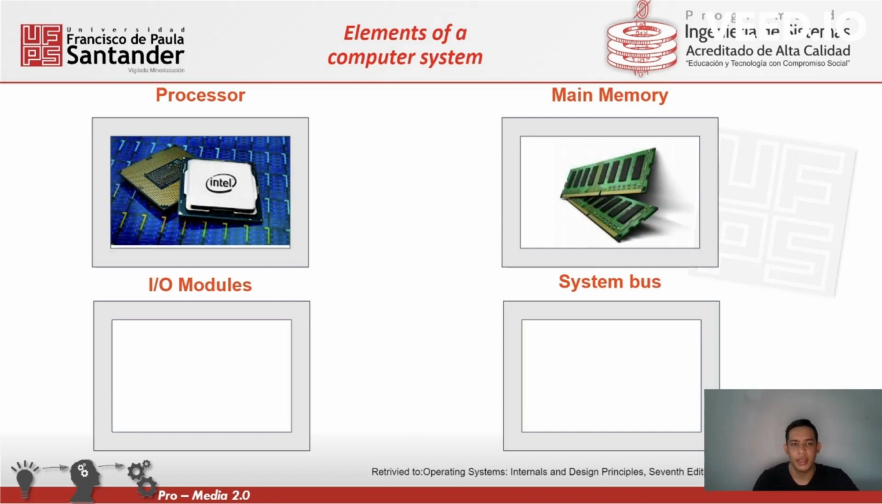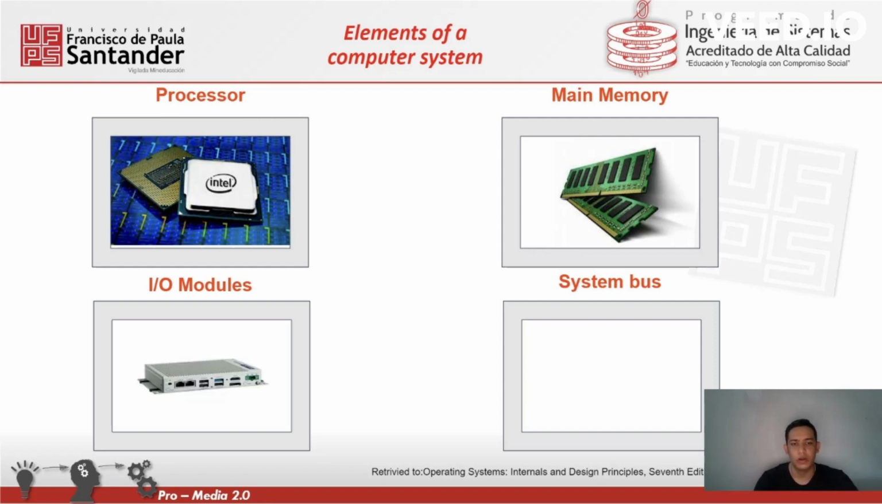Main memory. The main memory serves the purpose of storing data and programs, but it's important to note that it's a form of volatile memory. This means that when the computer is turned off, the content stored in this memory is completely erased.